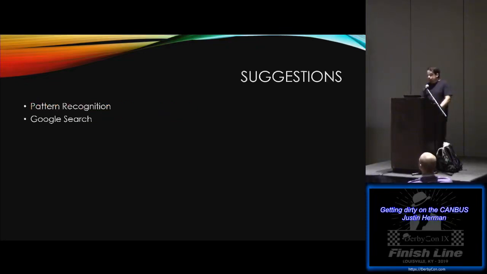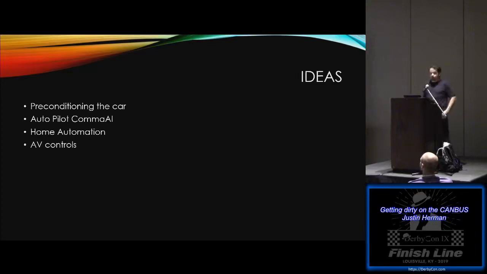Some suggestions if you're looking to try to do this: obviously look for pattern recognition, and I recommend Google search. Searching for similar makes, models and brands is a strong way that you'll find more information. Some ideas, if you're looking to get into it yourself, would be preconditioning your car, or autopilot with AI, or home automation, so when your car gets home, because it most likely has a GPS, you can go ahead and receive that and make other automations inside your home turn on or whatnot.